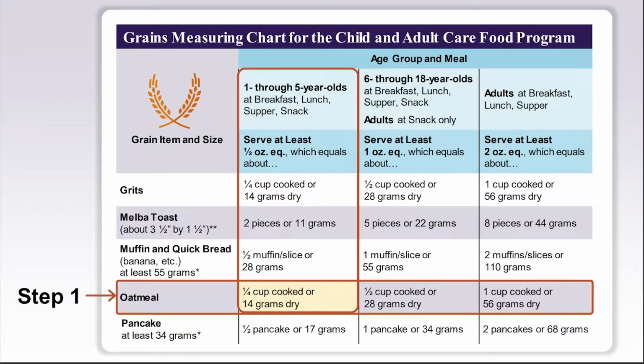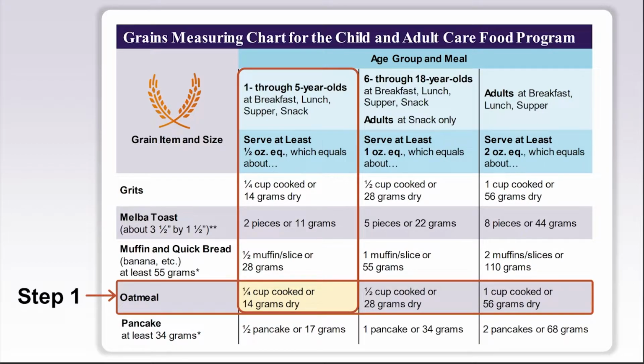Our next step is to find the age of our participants and the meal. We are serving 4-year-olds at breakfast, so we follow the 1 through 5-year-olds column down to the oatmeal row. If you look at where the 1 through 5-year-olds column meets the oatmeal row, it tells us that we need to serve a 1/4 cup of cooked oatmeal to meet the 1/2 ounce equivalent required for grains at breakfast for the age group.